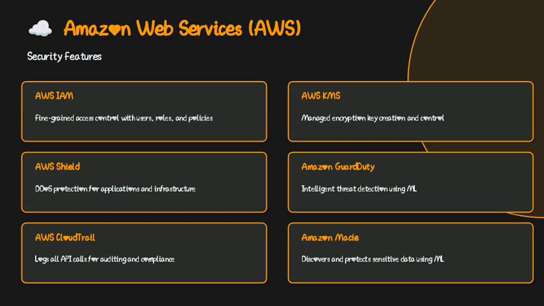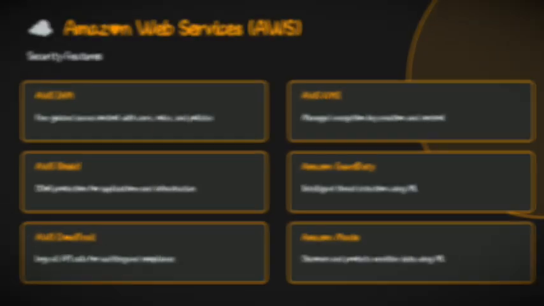AWS offers IAM for access control, KMS for encryption keys, Shield for DDoS protection, GuardDuty for threat detection using machine learning, CloudTrail for API logging and auditing, and Macie for discovering and protecting sensitive data.